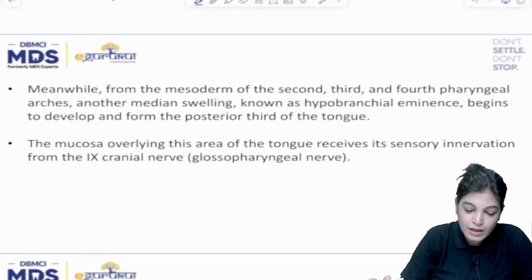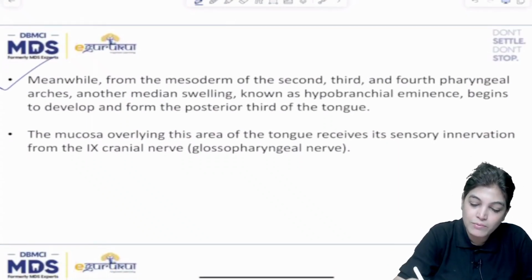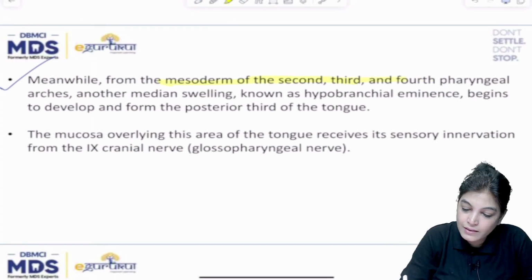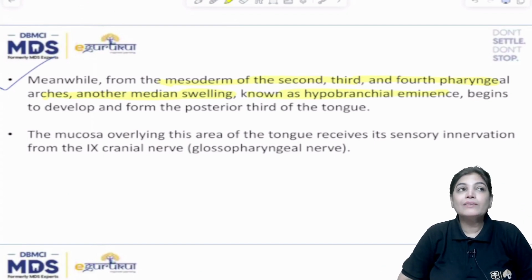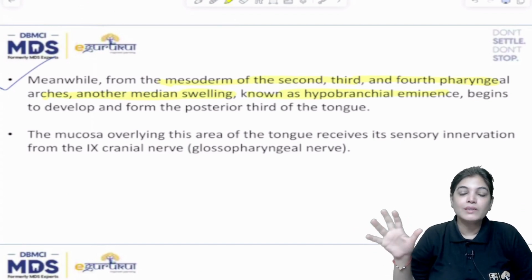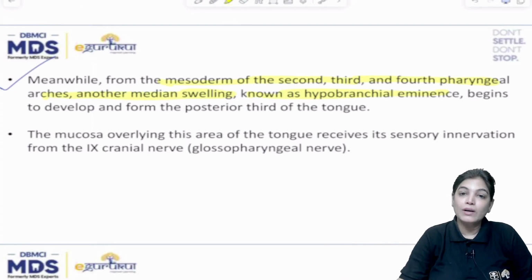Now, further development: meanwhile, from the mesoderm of the second, third and fourth pharyngeal arches, another midline swelling, called the hypobranchial eminence, begins to develop. It will lead to the formation of the posterior third of the tongue. We know that the anterior two-thirds of the tongue gets innervation corresponding to first pharyngeal arch development, so its innervation is via the lingual nerve and the chorda tympani nerve.